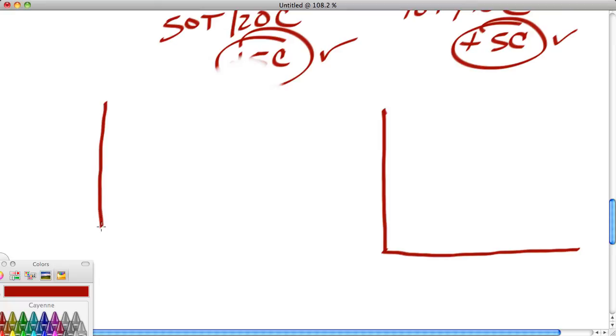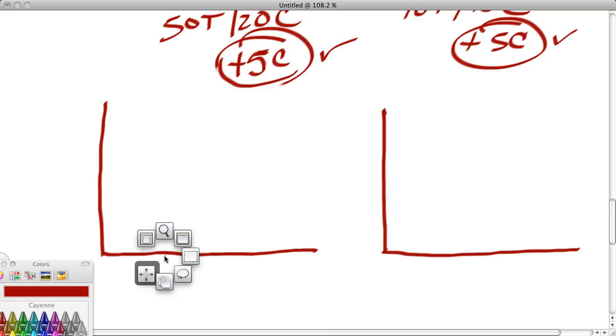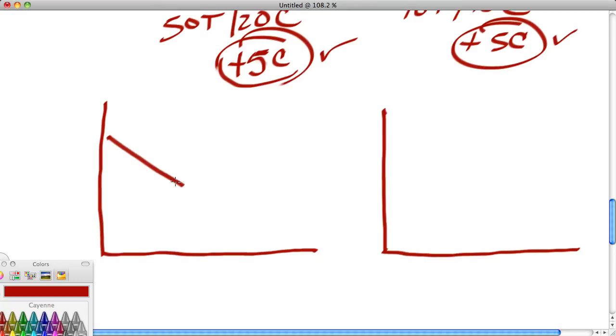Alright, so vertical axis, horizontal axis, this is plus 5C. Now, my objective here is to draw a straight line. What did you think about that? And then my objective here is to also draw a relatively straight line. Not bad. Okay, these are called production possibility curves.